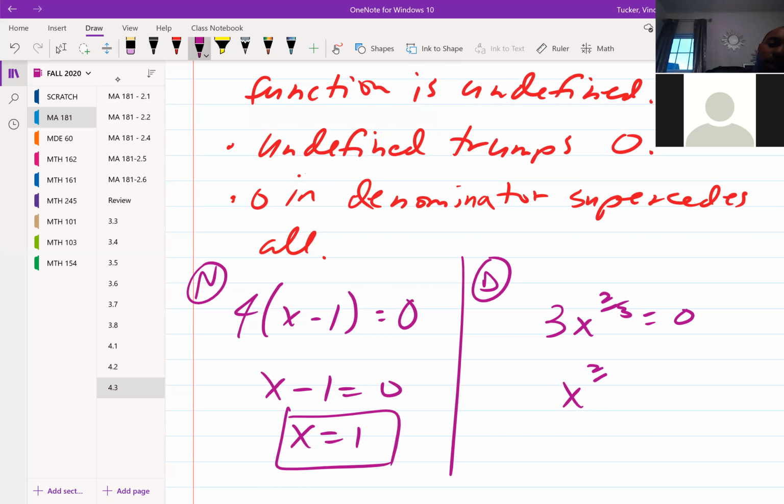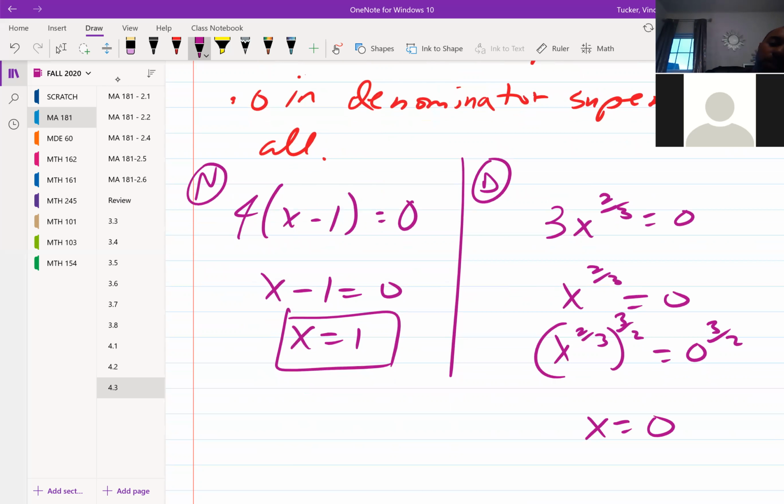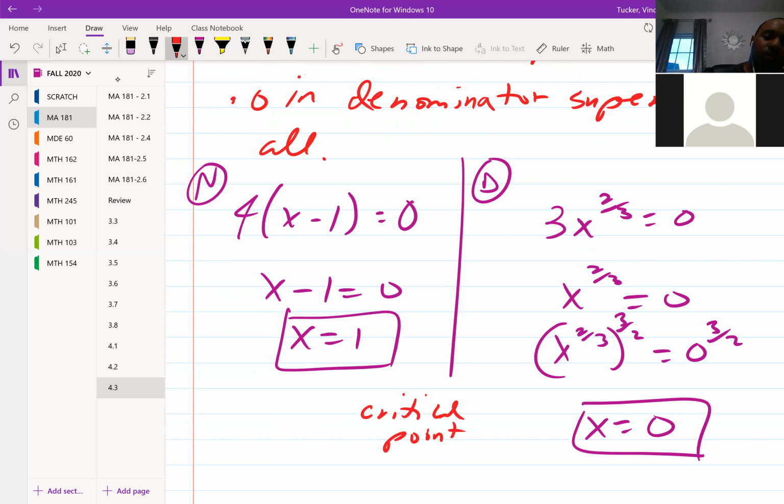Divided by 3, that'll be x to the 2/3 equal to 0. Then you want to raise both sides to the 3/2 power. And of course, that is 0, but just going through the process, in case you had another number other than 0, you would raise both sides to the reciprocal exponent in order to solve that. All right, so before we keep going, any questions?